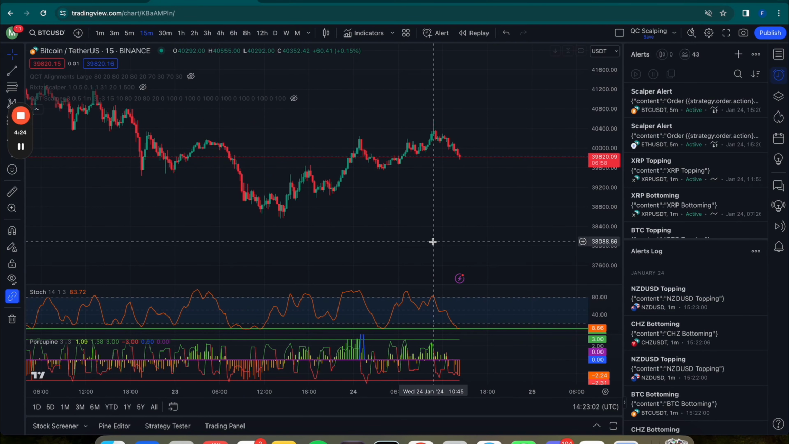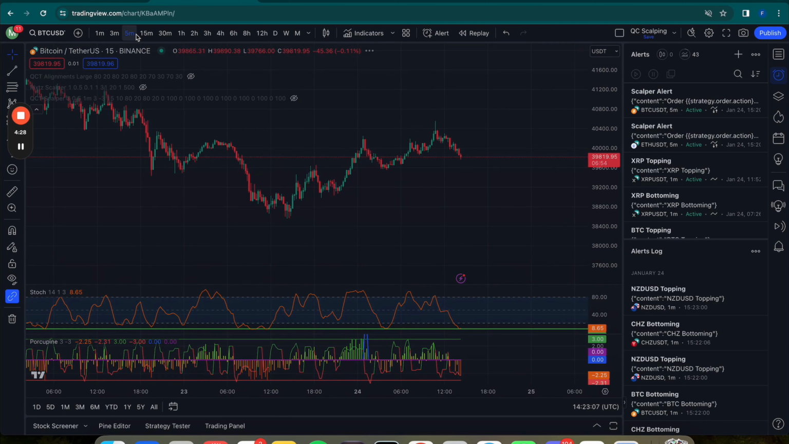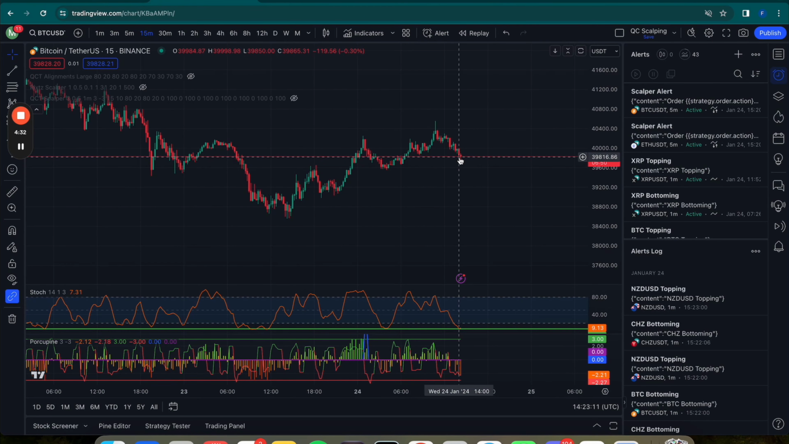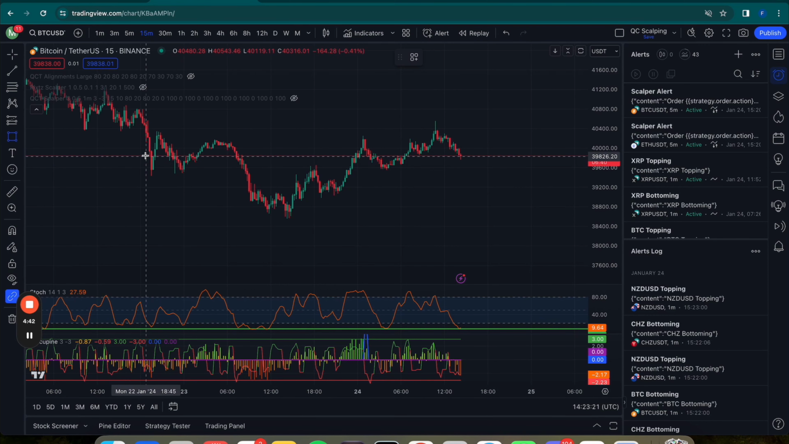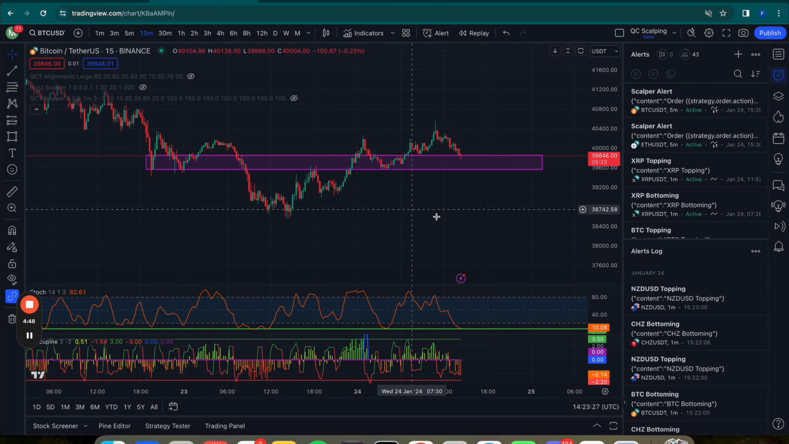So we'll start with Bitcoin. 15 minute is just about bottomed out. 5 minute is bottomed out as well. So, short term right away, I'm looking at we might bounce off of here. We're towards the close of the range here. Let me just do a little range here. So yeah, we're towards the close of the range on that 15 minute, so we can bounce pretty early.